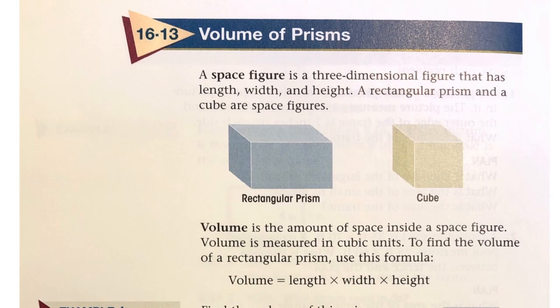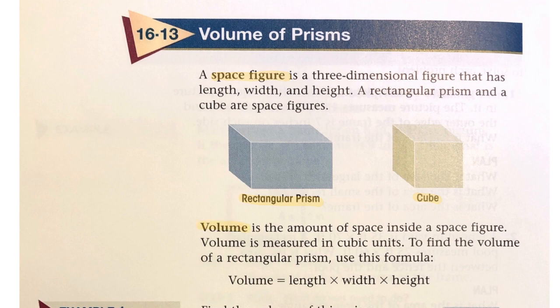Basic Math, Chapter 16, Section 13, Volume of Prisms. A space figure is a three-dimensional figure that has length, width, and height. A rectangular prism and a cube are space figures. So we have a picture of a rectangular prism and a cube.